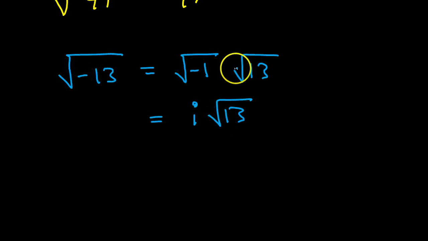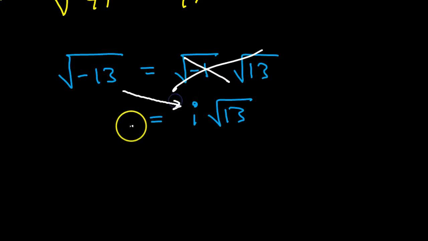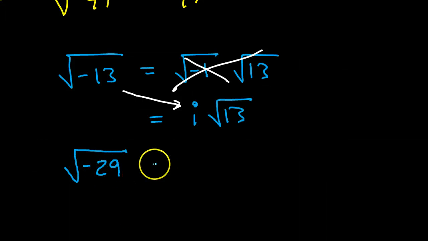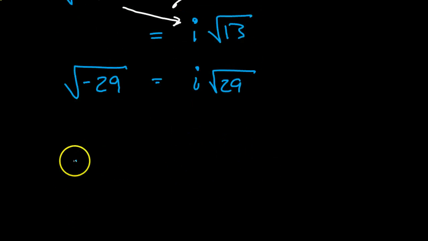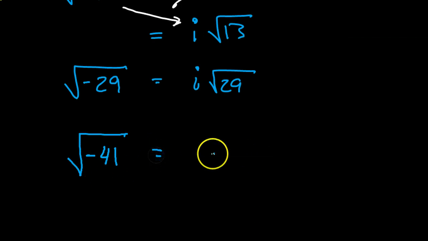But I really would encourage you to skip this middle step and go straight to this. So if I have the square root of -29, 29 is a prime number, then that's just going to be i square root of 29. That negative under the radical becomes an i. Notice it's not negative at all. There's nothing negative about it. It just becomes i. Alright, one more. Say I have the square root of -41. 41 is a prime number. What's that going to be? That's right, i times the square root of 41.